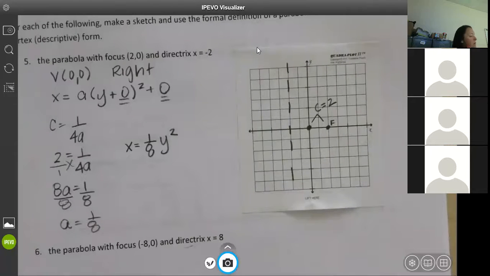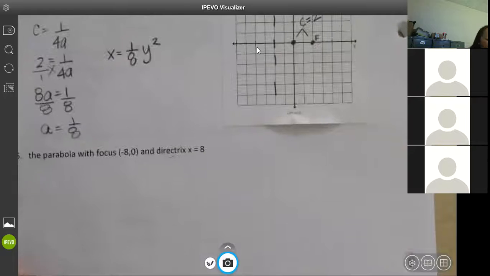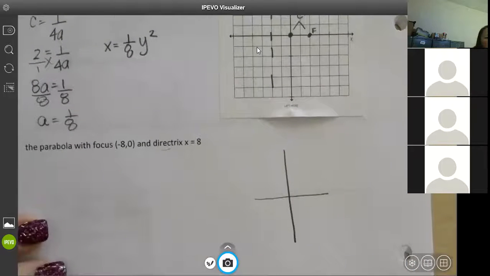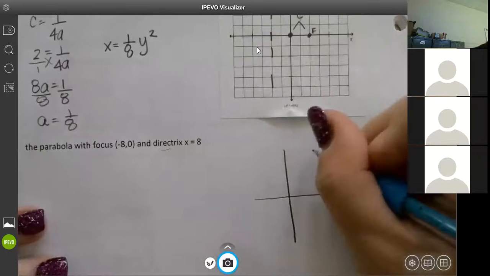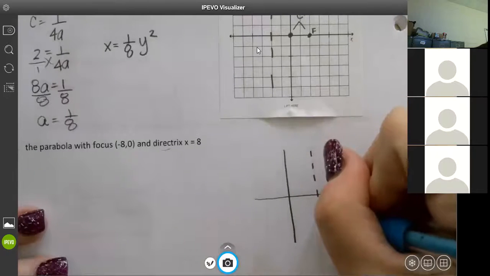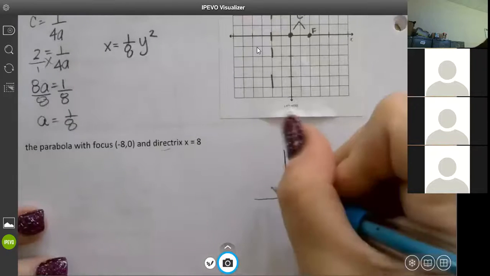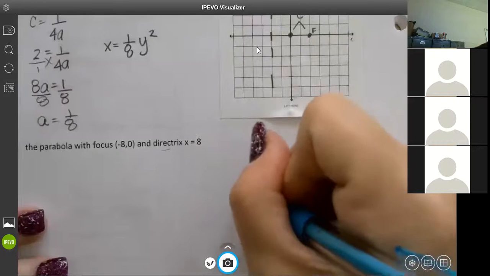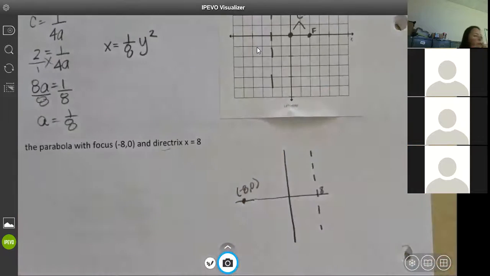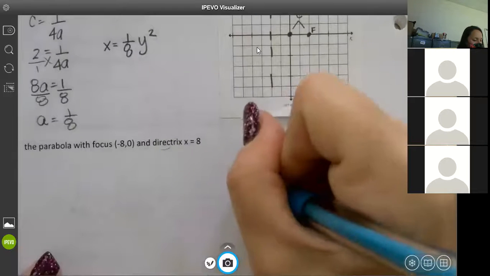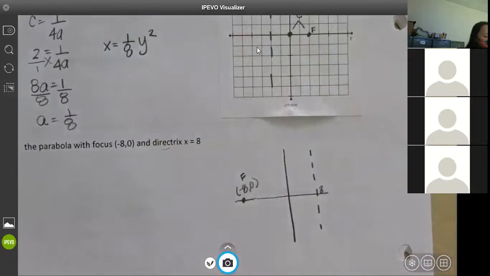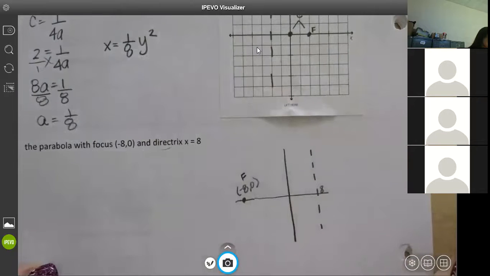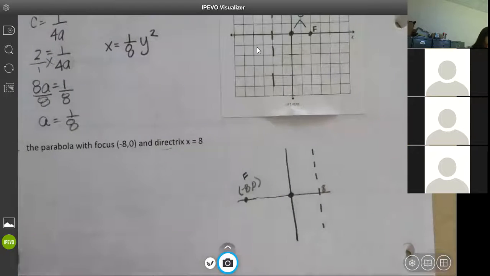Very good. All right. So if you don't have graph paper and you just want to sketch it, you can do that. We have directrix at x equals 8. And we have -8, 0 for my focus. So halfway between those two is my vertex. So where's my vertex? 0, 0. So it's the same thing.